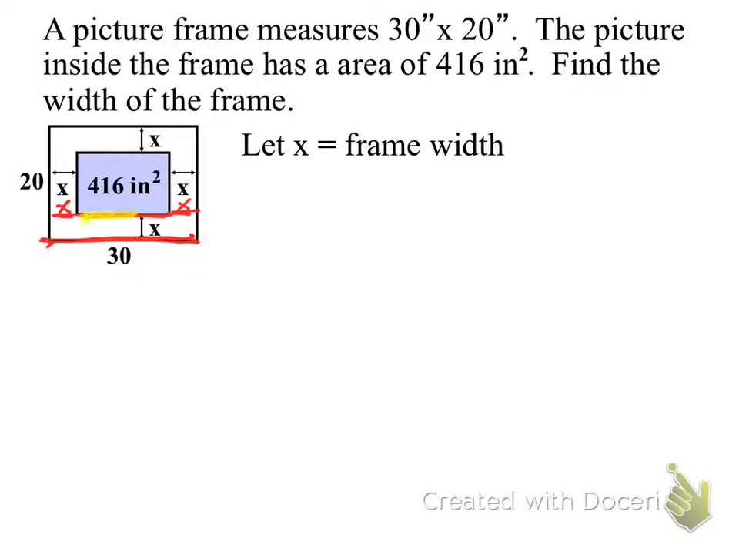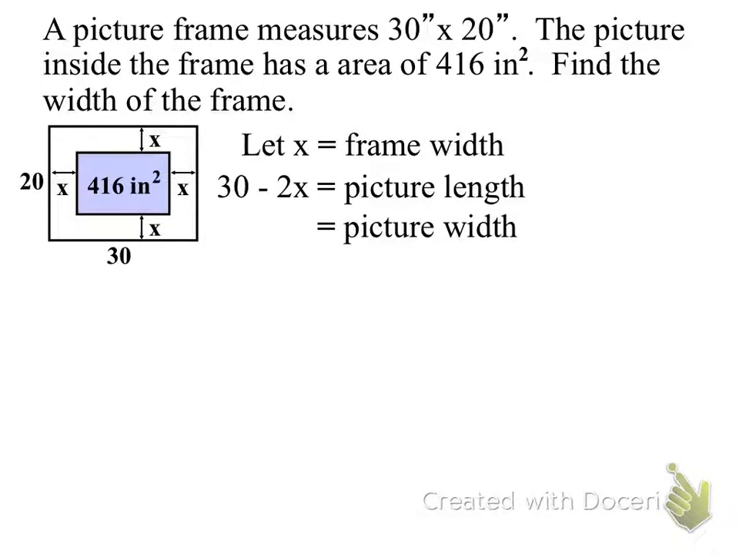30 minus 2x. So this yellow part is 30 minus 2x, and we're going to call that the length because it's the longer piece. Okay, 30 minus 2x. What would the width be? Knowing the same thing, Justin. 20 minus 2x. Okay, so now we know our area formula is length times width equals area.